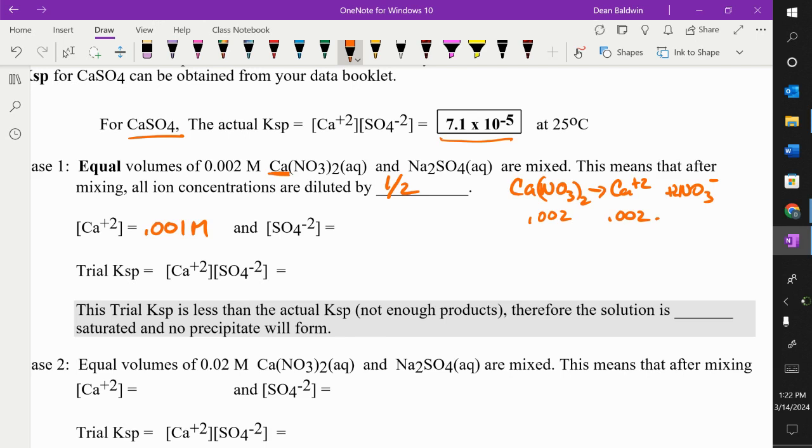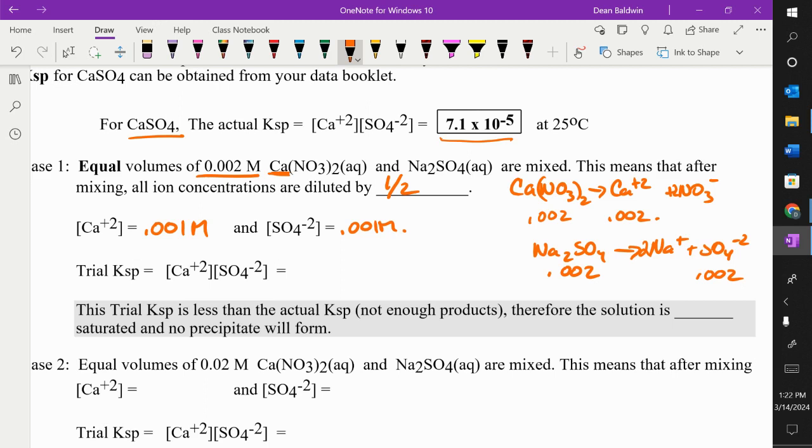The sulfate, same thing. Its concentration is 0.002. If you look at the dissociation, if this is 0.002, what's the concentration of the sulfate before you mix them? Same thing, it's 0.002 as well. Then you mix them together, that increases the volume by 2, i.e. you cut the concentration in half, so it has a concentration of 0.001 molar as well.